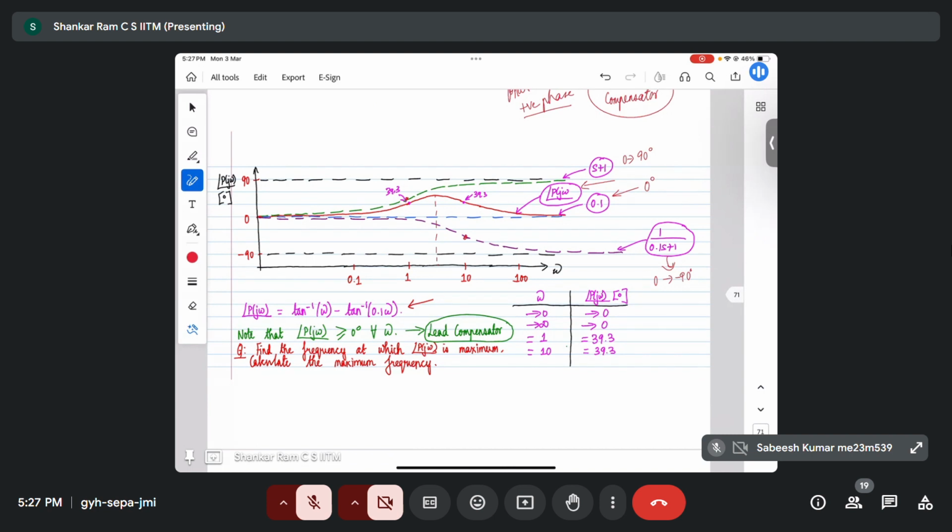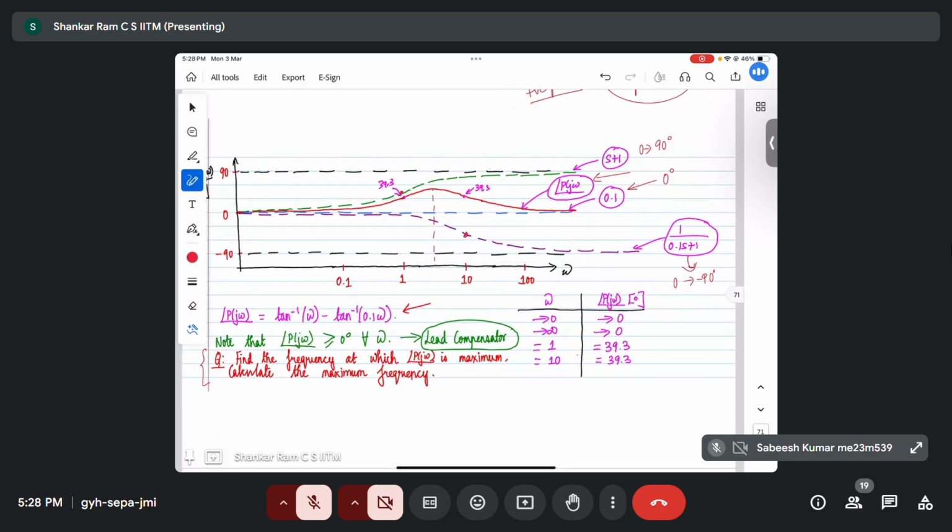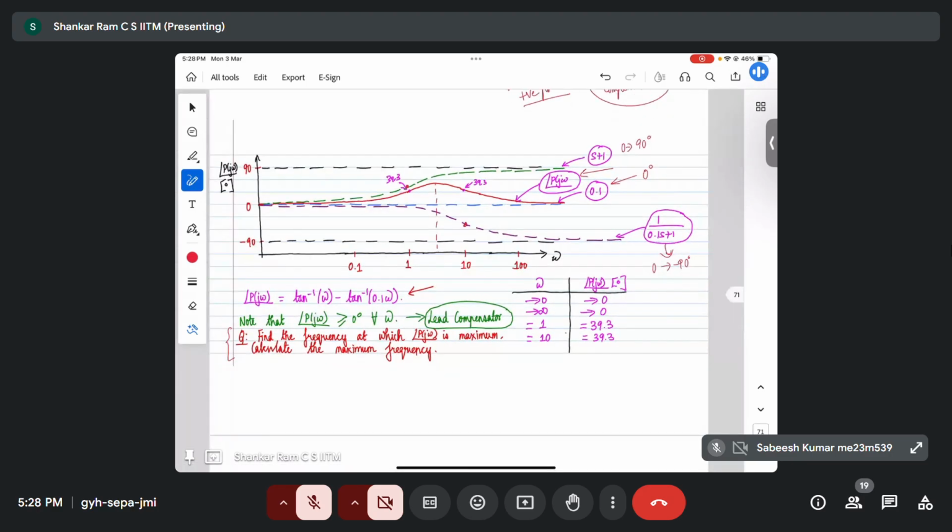In this, I'm leaving it to you as once again an optional exercise. You don't need to submit it as a homework, but you can do it as an assignment or an optional exercise to find the frequency at which the phase will be maximum. Once again, the frequency at which the phase is maximum is the geometric mean of the two corner frequencies. Okay, the two corner frequencies are 1 and 10. So what do you think is the geometric mean?